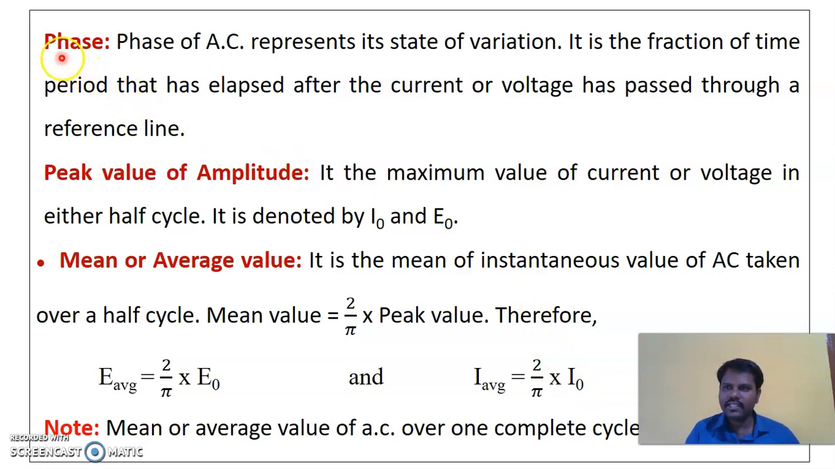Now we will understand the phase. The phase of an alternating current represents its state of variation. It is the fraction of the time period that has elapsed after the current or voltage has passed through the reference line.